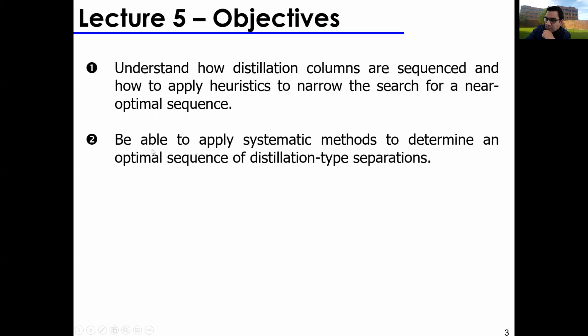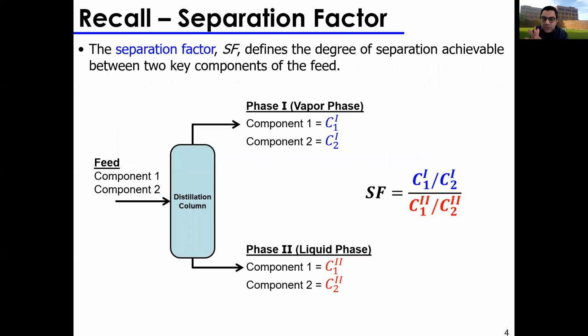So let's get started. If you recall from last week, we talked about a concept which you also cover in mass transfer called the separation factor. And you said it defines the degree of separation achievable between two components in the feed. So look at this diagram here. If I have a feed, component 1, component 2, entering a distillation column, and I separate it into two phases, my top phase, which is vapor, my bottom phase, which is liquid.